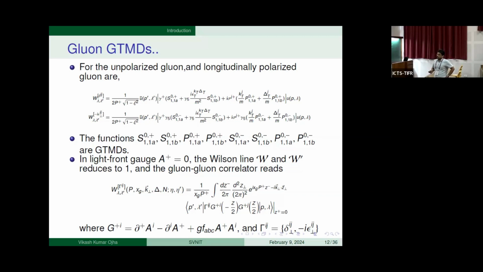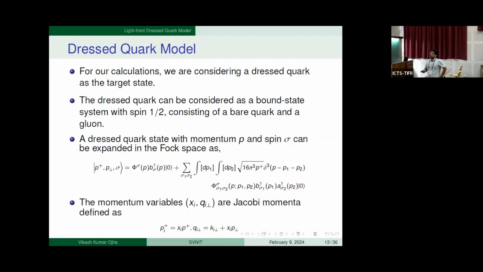Okay, and we have done it for the case of light front gauge, where we take A⁺ to be 0. In such a situation, the gauge links, which are W and W′, in the case of the gluon correlator you have two Wilson lines, and both of them reduce to 1. So we don't have to care about this. Also this gluon field strength tensor reduces, because with A⁺ = 0 these two terms become 0 and you have only this one. So we have to deal with only the transverse component A^i, where i goes from 1 to 2, and we can get the entire GTMDs.